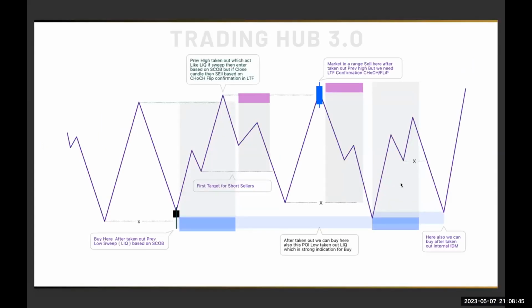In this case, you can see this is our ranging market diagram. In this case, you can play two types of possible scenarios. The first one is you always have to wait for the main high or low to be taken out. Then you can take entry. If the market takes out the previous low, for example, sweeps the previous low, in that case you can simply buy or sell here directly.